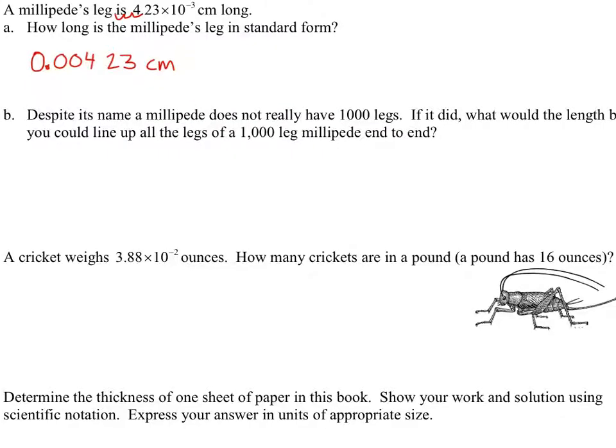Despite its name, a millipede does not really have 1,000 legs. If it did, what would the length be if you could line up all the legs of a 1,000 leg millipede? So there'd be 1,000 of those 0.00423 centimeters. So it's really 0.00423, and there'd be 1,000 of them, so we can just multiply that by 1,000.